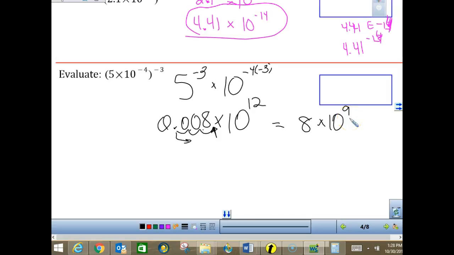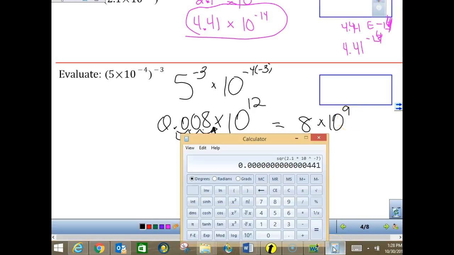If you weren't sure and you wanted to check this again, you could put in your calculator your parentheses and put in 5 times 10 raised to the negative 4. And if you have that in your calculator and you raise it to the negative 3, so raised to the third negative, you get this 800, if we are looking at this, right? And 8 followed by 9 zeros. Isn't that what this is? That's going to be an 8 followed by 9 zeros. It's just that it's written in scientific notation.